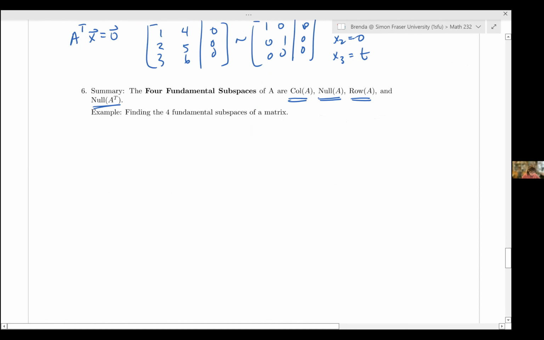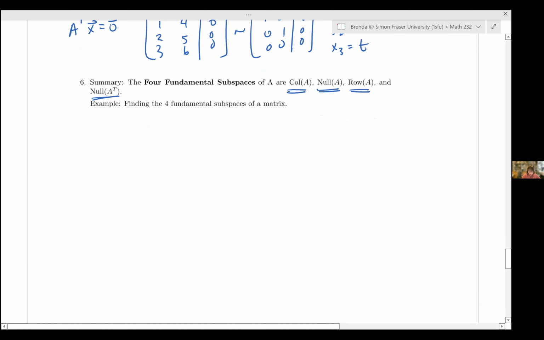So let's do a big example where we will find all of the 4 fundamental spaces of a matrix. This is a useful way. Sometimes we have a matrix, and if we find out what these 4 things are, then we can answer questions, whatever the context of our problem is. The answers to these four things will tell us stuff about the problems that we're trying to solve. Okay. Here's a matrix.